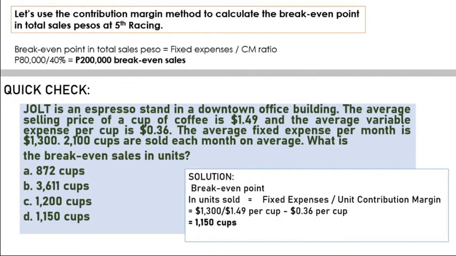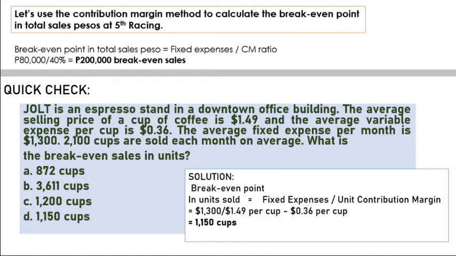Let's use the contribution margin method to calculate the break-even point in total sales pesos at Fifth Racing. Break-even point in total sales pesos equals fixed expenses divided by CM ratio. 80,000 divided by 40% equals 200,000 break-even sales.